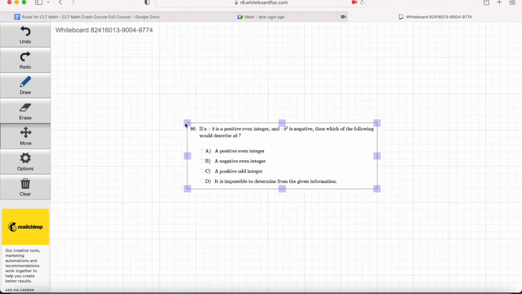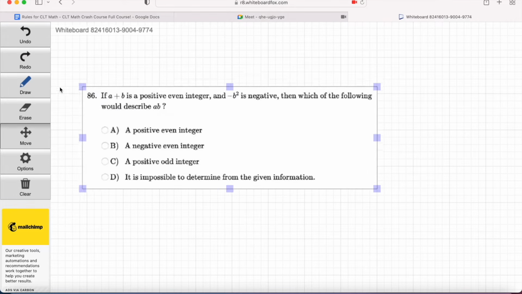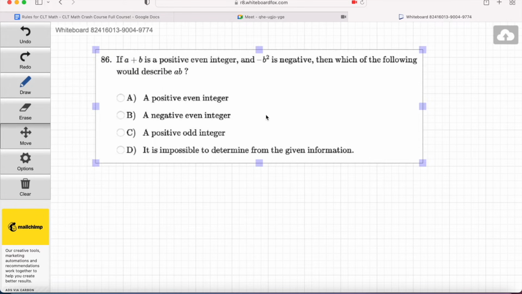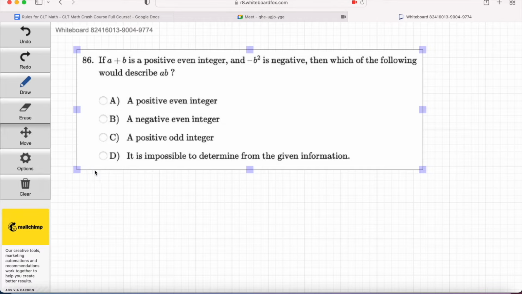Let's try this one. Go ahead and read 86 for me, please. If a plus b is a positive even integer and negative b squared is negative, then which of the following would describe ab? This is a tough question, but we've got a shot at it if we plug in values for the variables.